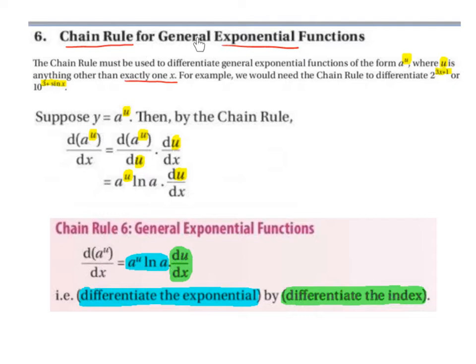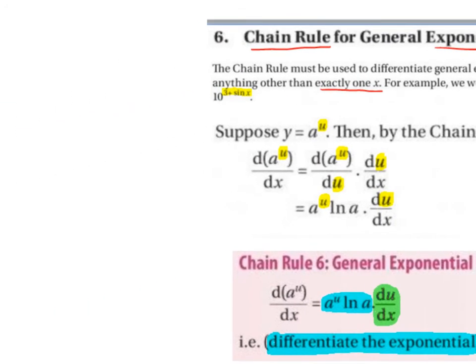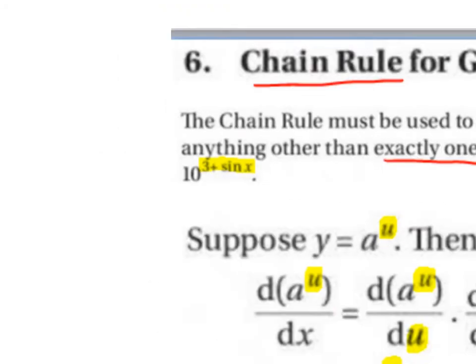Chain rule for general exponential functions. The chain rule must be used to differentiate general exponential functions of the form a to the power of u, where u is anything other than exactly x. So for example, we would need the chain rule to differentiate 2 to the power of 3x plus 1, or 10 to the power of 3 plus sine x, and so on.